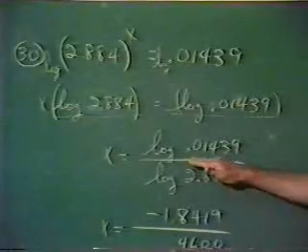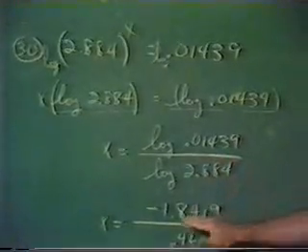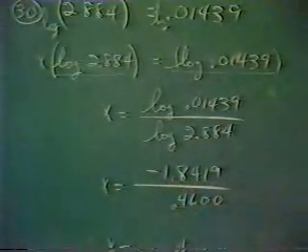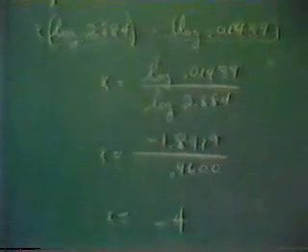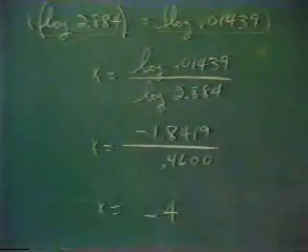Now this time the log of 0.01439 is a minus 1.8419, divided by 0.466, and that divides out to be a minus 4.